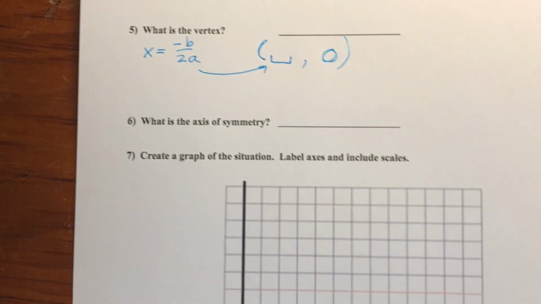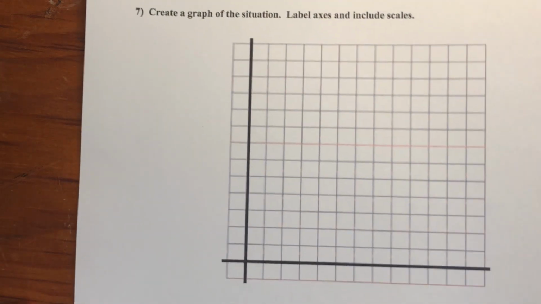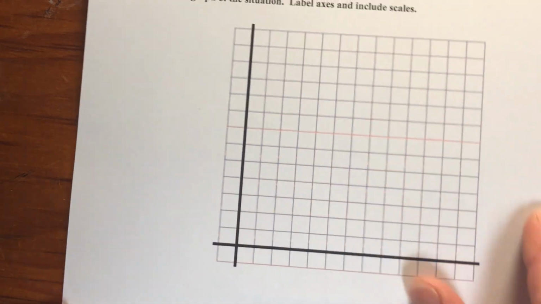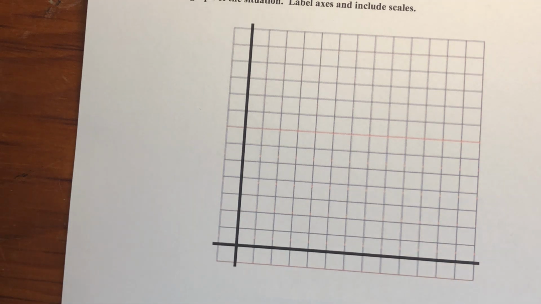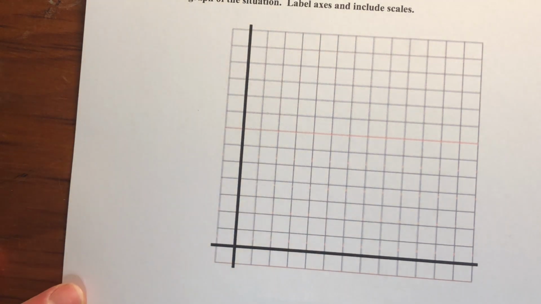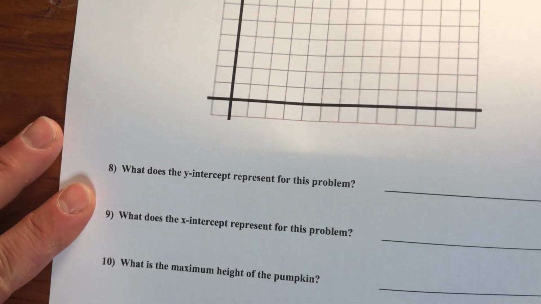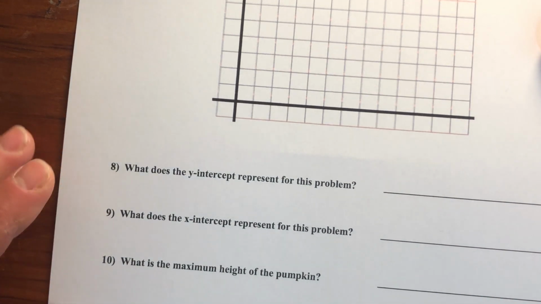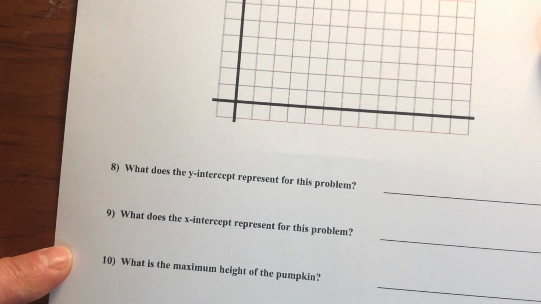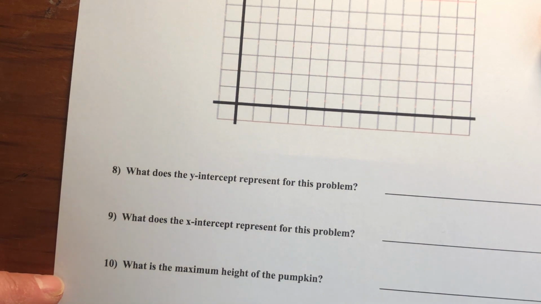You will think of the axis of symmetry, and then next you are going to create a path. Make sure that if you are graphing this on paper, you use a straight edge and make the nicest graph ever, okay? Think about the y-intercept and what the y-intercept represents in this particular problem. What does the x-intercept represent in this particular problem? And what is the maximum height of the pumpkin? You should be able to answer all those questions.